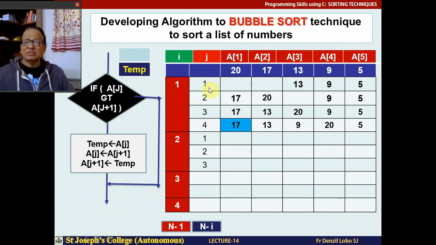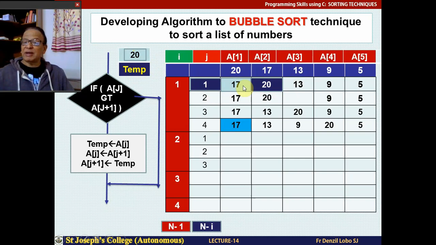So let us consider J value as 1. J value is 1. I ask this question, is A of J greater than A of J plus 1? As you see here, 20 is greater than A of J plus 1. Then I do the swapping. And that is, 17 is going to come here, and then 20 will be there. As you see, I am using temp here. So assign 20 to temp, and then I swap these numbers as we have done in the earlier case.